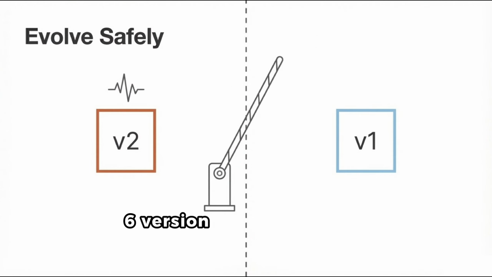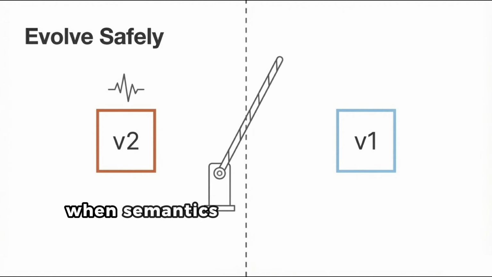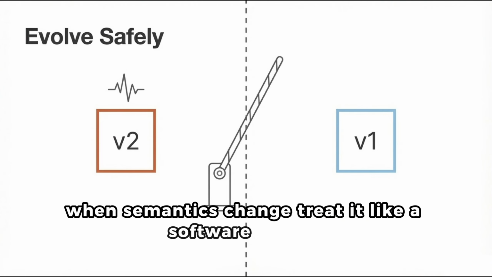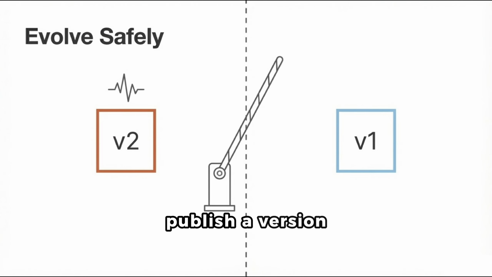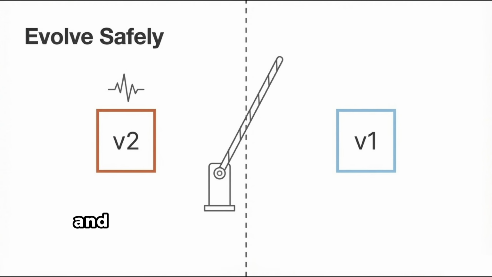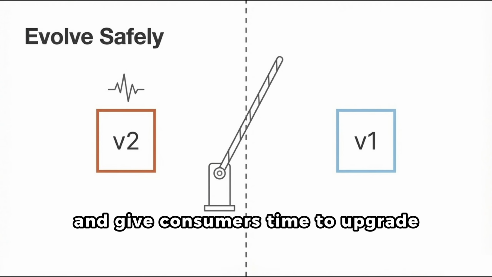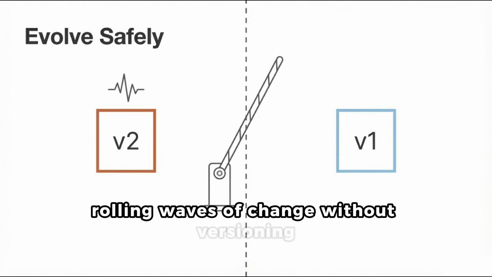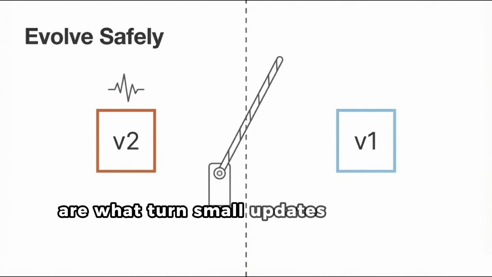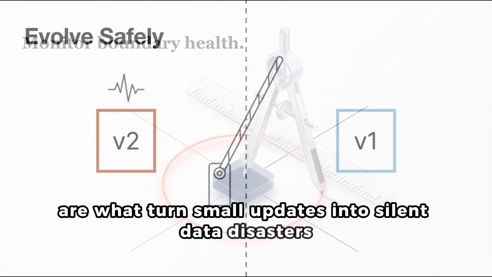6. Version your boundaries. When semantics change, treat it like a software release. Publish a version, provide migration notes, and give consumers time to upgrade. Rolling waves of change without versioning are what turn small updates into silent data disasters.